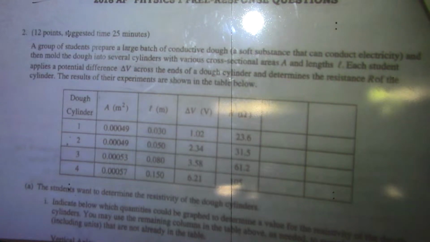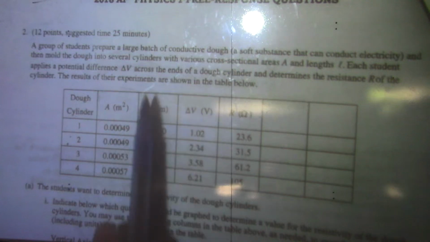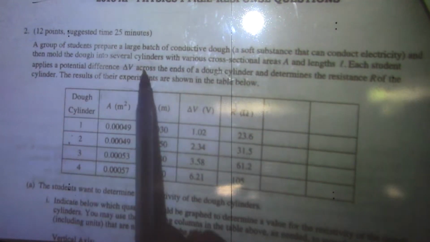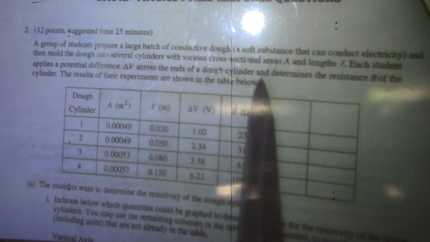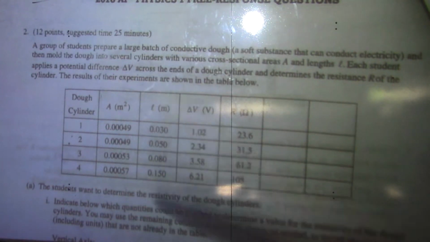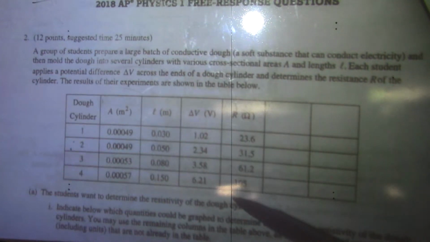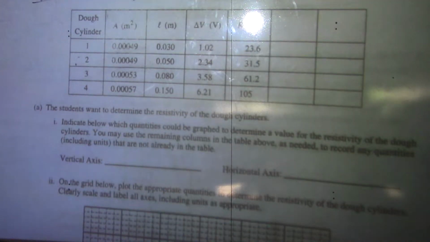And another real doozy. Okay, so this is the experimental design from last year. We've got a large batch of conductive dough that conducts electricity. They mold it into cylinders with some areas and lengths. Each student applies a potential difference across the ends of the cylinder and determines the resistance. The results of their experiments are shown. So we've got the area, the length, the voltage, and the resistance of each dough cylinder. I want to calculate the resistivity of the dough cylinders.